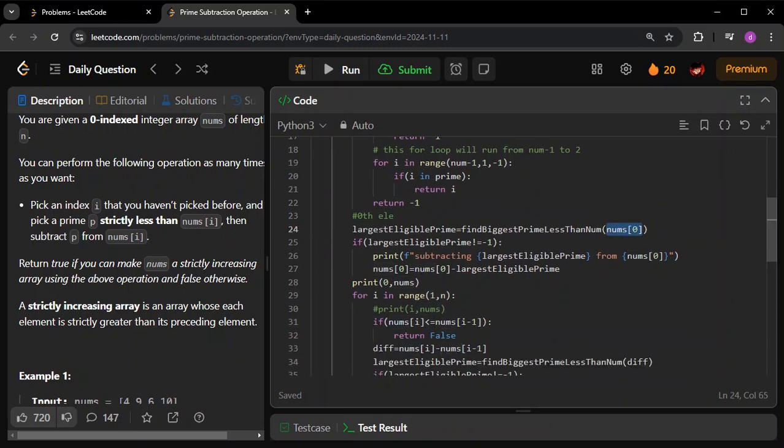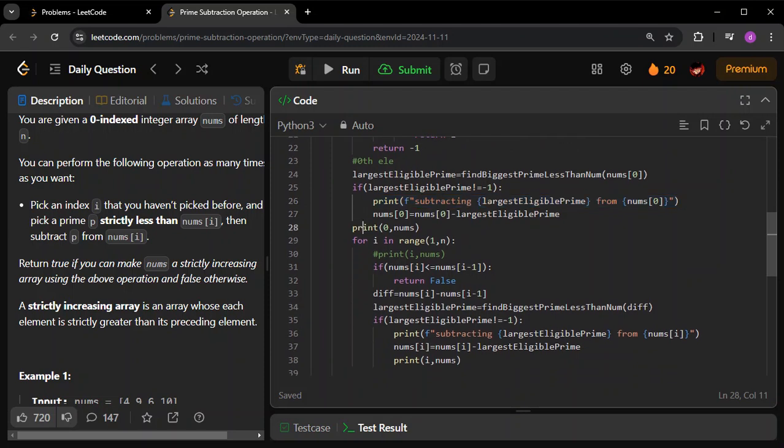The 0th element. This will return me the biggest prime number less than the first element of the array, that is the 0th element of the array. So that number will be given to me. I will check whether that number is not equal to -1. If it is not equal to -1, I will subtract that number from nums of 0: nums of 0 is equal to nums of 0 minus that particular number. I will also be doing this print just for you to understand it easily. Then I'm printing the array with a 0. 0 basically means the index for which the replacement happened. This is just for your purpose, nothing to do with the code.